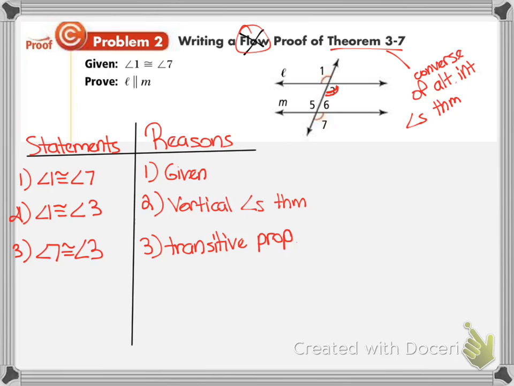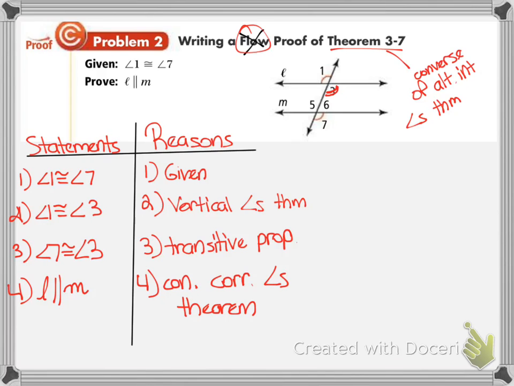Now 7 and 3 are corresponding angles. And didn't we have a theorem that said if corresponding angles are congruent, then the lines are parallel? We did. It was the converse of corresponding angles theorem. So now I can go ahead and say that L is parallel to M by the converse of corresponding angles theorem. And that proof is done. Okay, so see how we're using other theorems from this section to help us prove things? So we'll be doing that a lot.